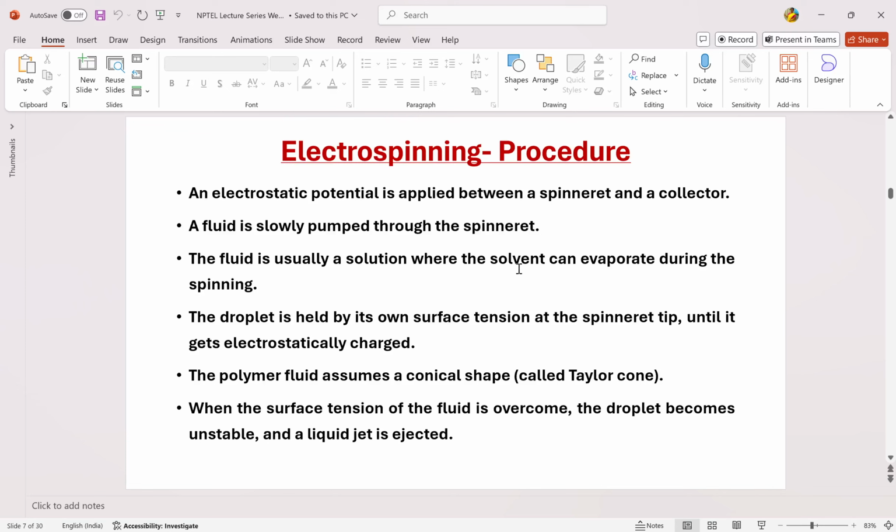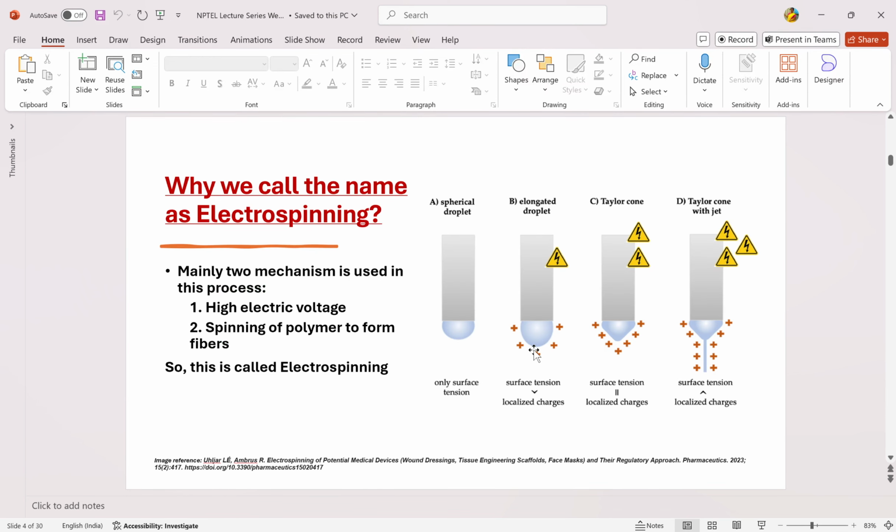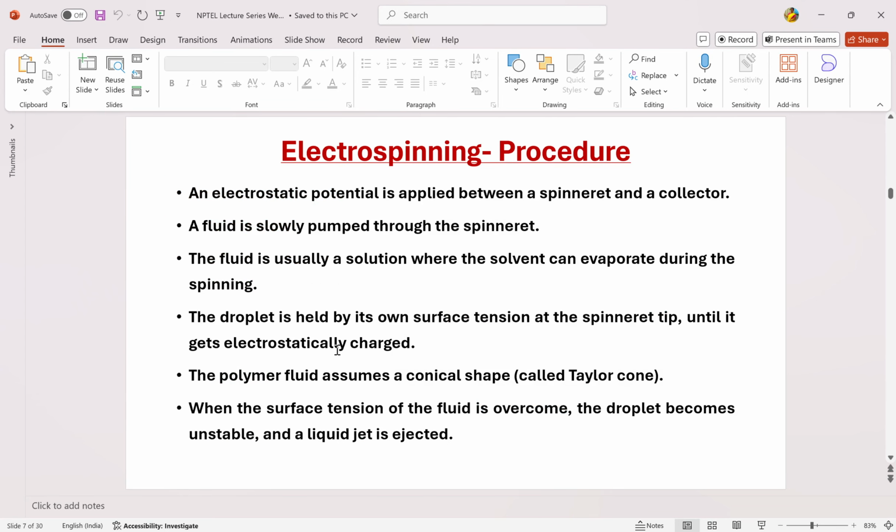The droplet is held by its own surface tension at the spinneret tip until it gets electrostatically charged. Like I explained for the Taylor cone, it will form a droplet with a surface tension of its own, and when it has enough electrostatic charge to overcome its surface tension, the polymer fluid assumes a conical shape, which is called the Taylor cone. When the surface tension of the fluid is overcome, the droplet becomes unstable and a liquid jet is ejected. This liquid jet basically forms your nanofibers.